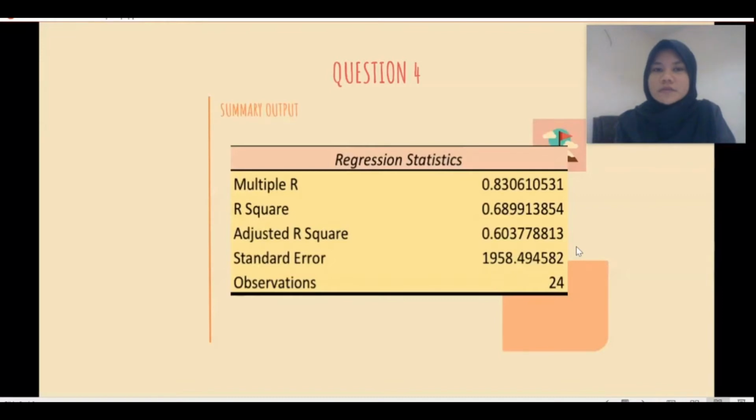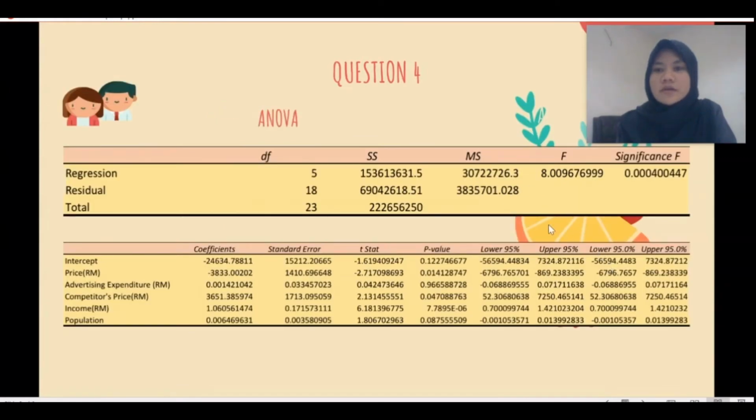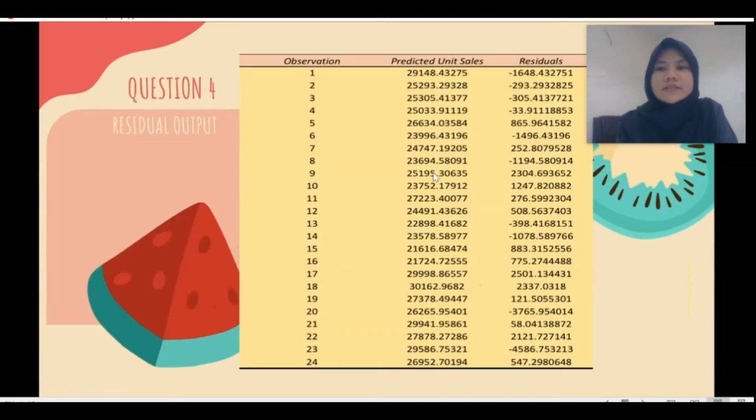For question 4, this is the summary output of the multivariate linear regression analysis that we have conducted using our product dataset. This is the ANOVA table, where it shows the coefficient value for the intercept and for the independent variables. And this is the residual output of our product.